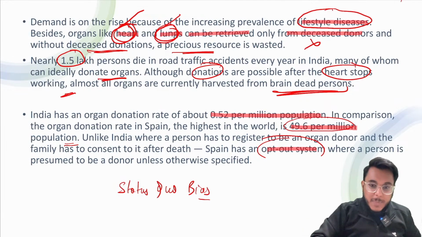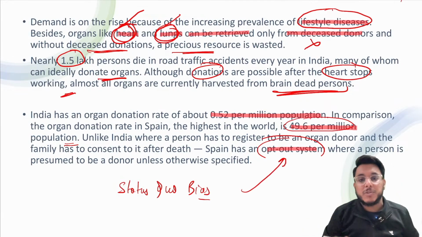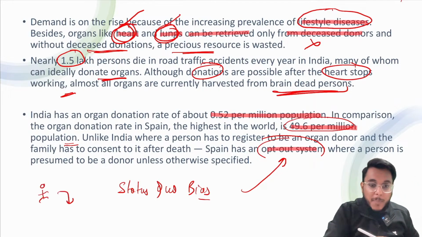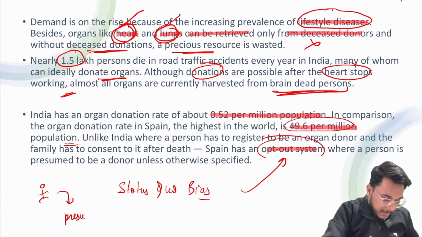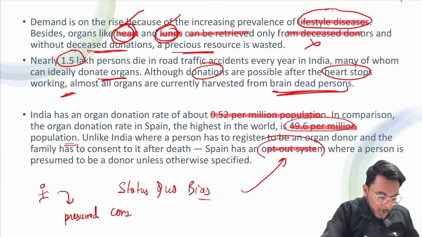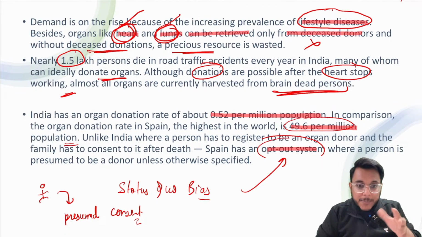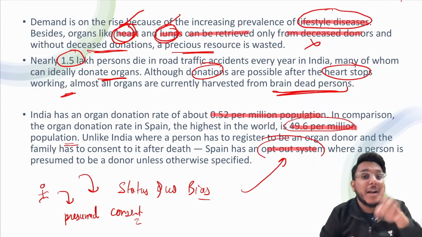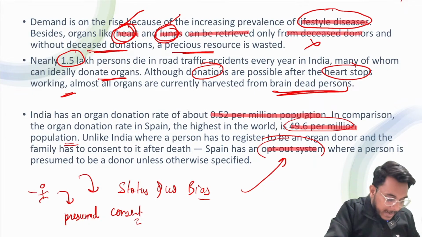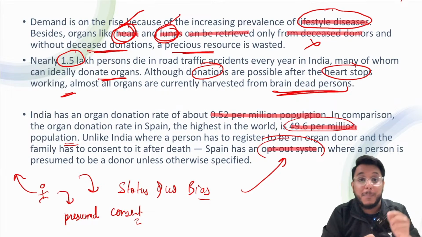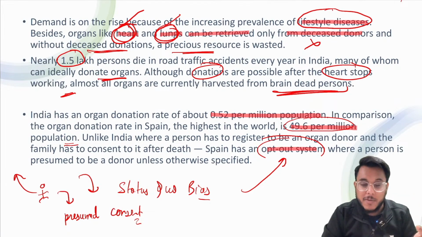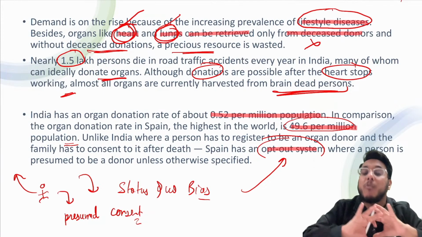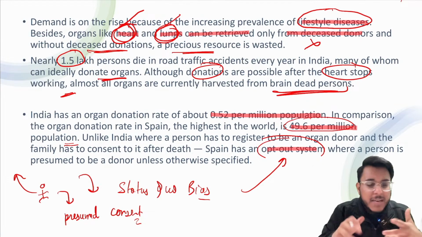Now, what happens in Spain? In Spain, there is an opt-out system. It means that when a person is born, that person has given presumed consent. There is a concept of presumed consent. Presumed consent means that automatically the person has given consent that when I die, you can harvest my organs. The person can retract from the system, but then the person has to go to the municipal office and sign a declaration saying, okay, I don't want to donate my organs. But many people will not do that.